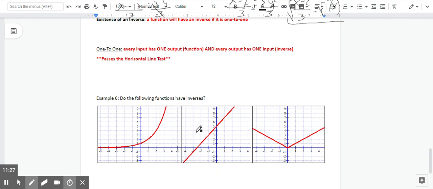This is a good example right here. When we draw a horizontal line, you can see it clearly only touches one time. So this would have an inverse. This one, you draw the horizontal line, you can clearly see that it touches here and here. So that's more than once. So this would not have an inverse. This one is tricky. When you draw a horizontal line, if you draw it here, you might say that it crosses more than once. Well, this is actually known as an asymptote right here, and it's going to get closer and closer and closer to the x-axis without ever touching. So this also will have an inverse, even though it looks like it doesn't.